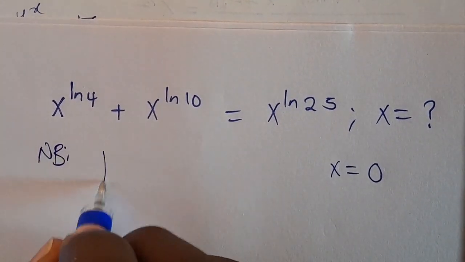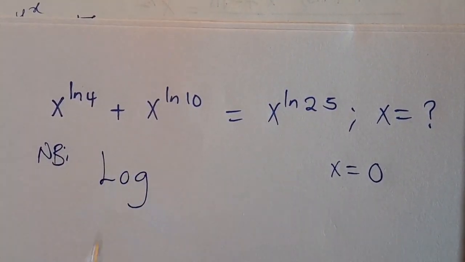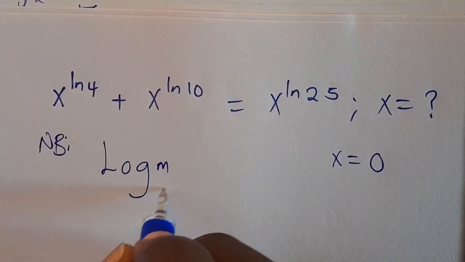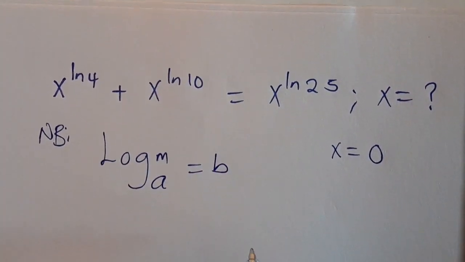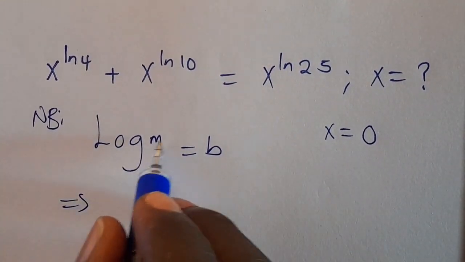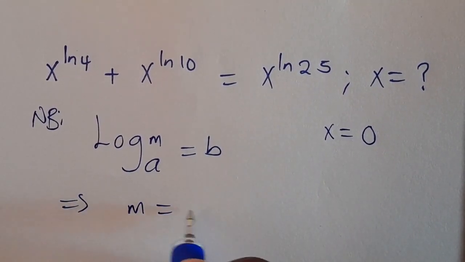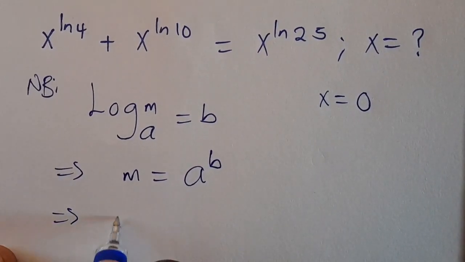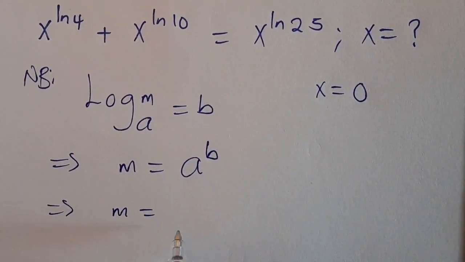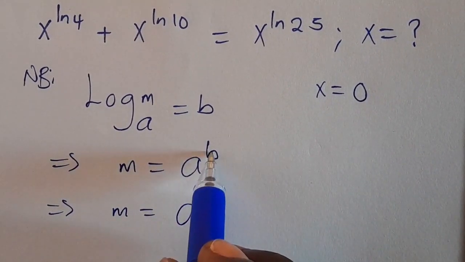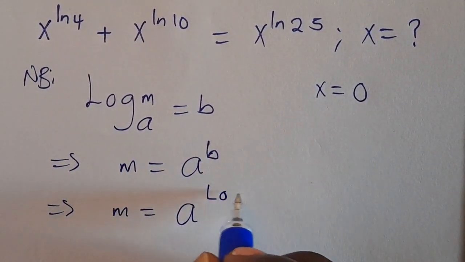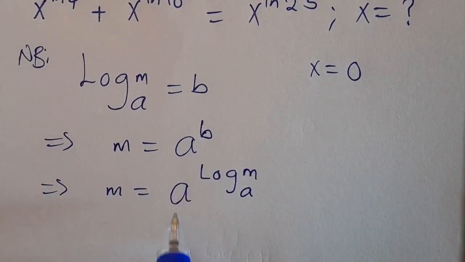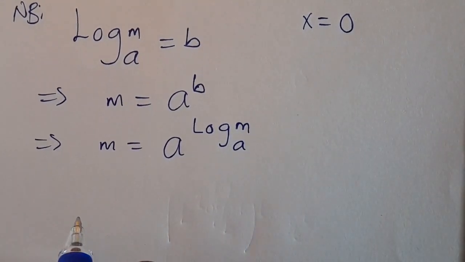in logarithm, when you have log a in base m, log m in base a, that equals b. This is equivalent to m equals a to the power of b. And this also implies that m can be written as a to the power of, what is your b? We have it to be log m in base a.